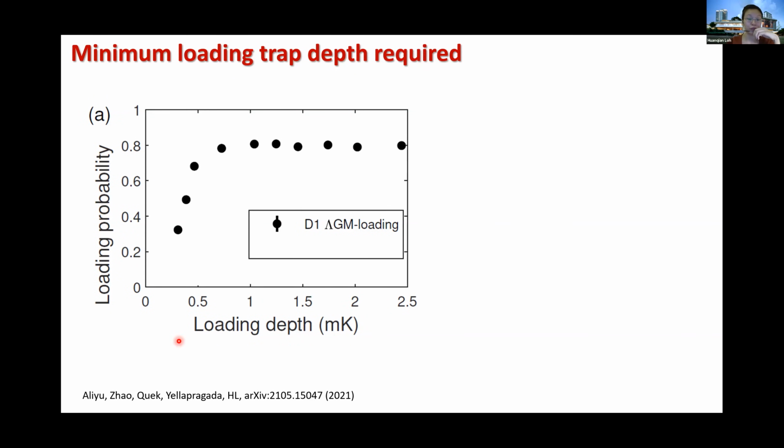For this, we vary the trap depth during the loading stage. And we also re-optimize the parameters at every single trap depth, the loading frequencies and intensities, and we measure our best loading probabilities. And we find that it saturates at about 80% from 0.7 millikelvin onwards.